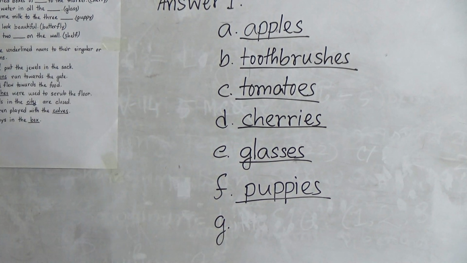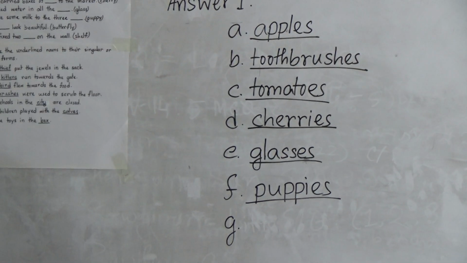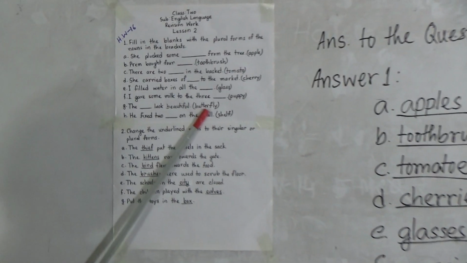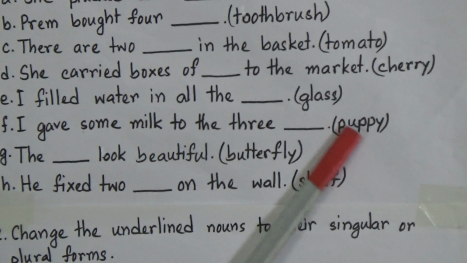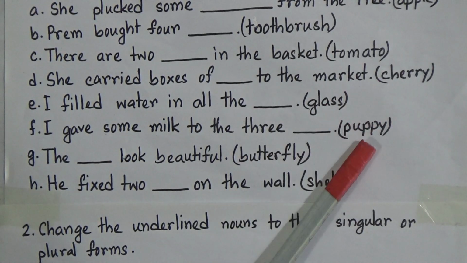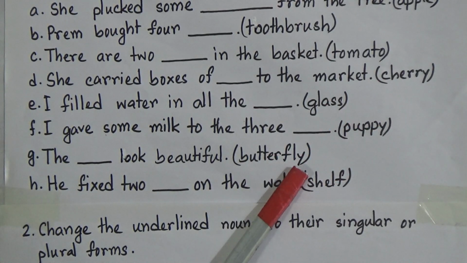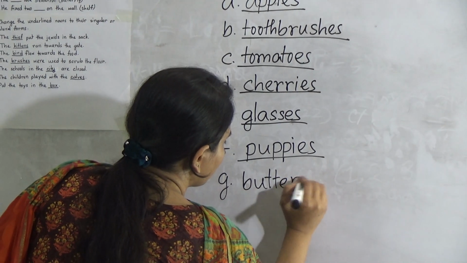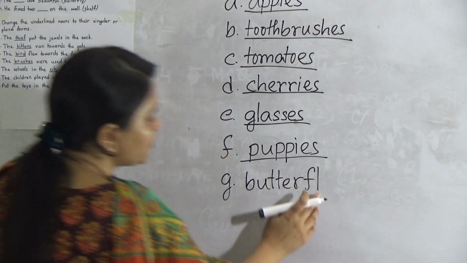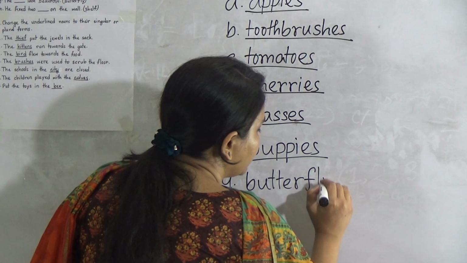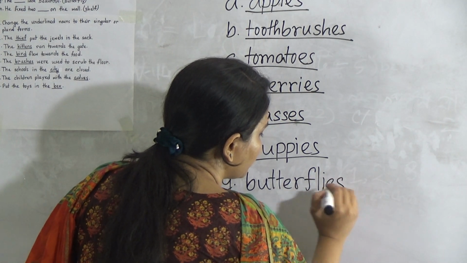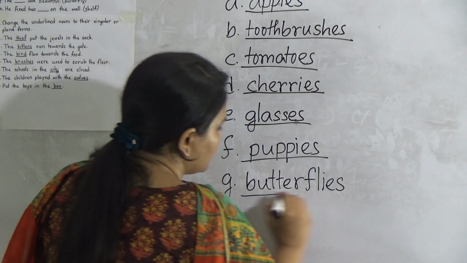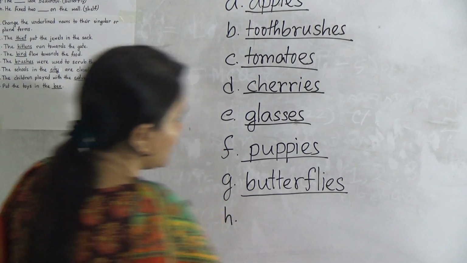Now number G, the dash look beautiful, and in bracket butterfly. Just like the previous ones, just like D and F, we will drop Y and we will add IES to make it plural. So our plural will be butterflies, and the spelling will be B-U-T-T-E-R, butter, F-L, now we will drop Y and we will add I, and to make it plural we will add ES. Now number H.